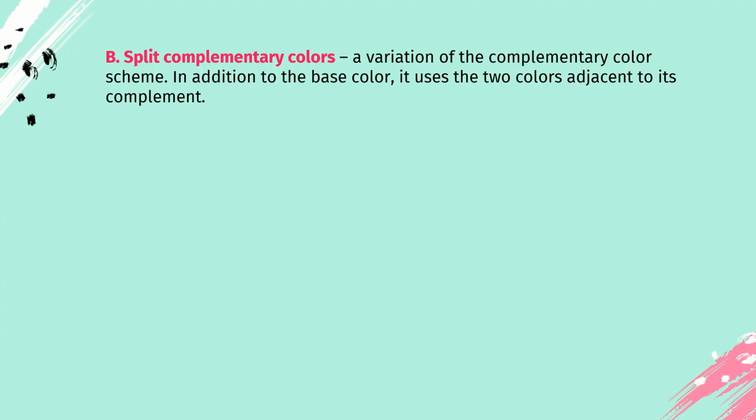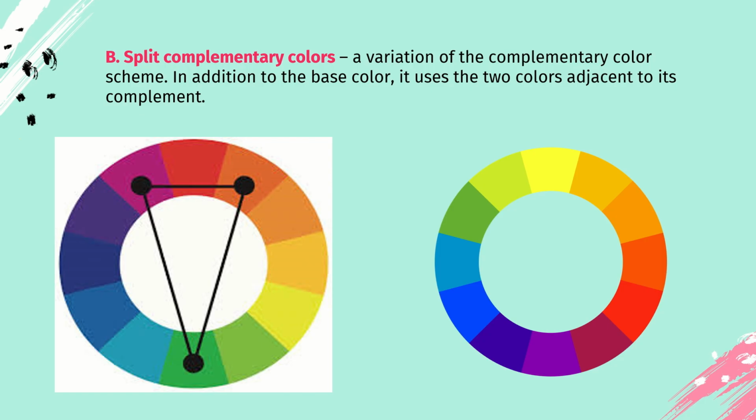Letter B, split complementary colors. A variation of the complementary color scheme. In addition to the base color, it uses the two colors adjacent to its complement. So we have here an example of violet, orange, and green.